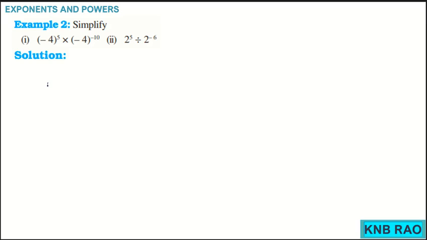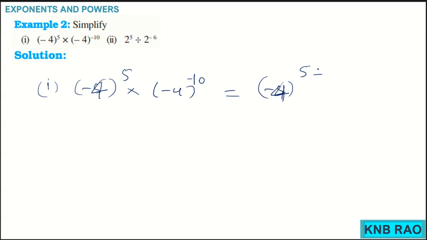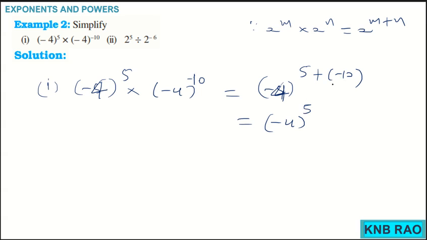Coming to example number 2, simplify. Minus 4 whole to the power 5 into minus 4 whole power minus 10. So using the law a power m into a power n is a power m plus n, it becomes minus 4 whole power 5 plus minus 10, and 5 minus 10 is minus 5. This is the answer.